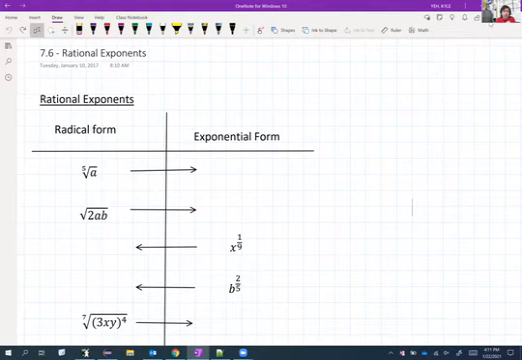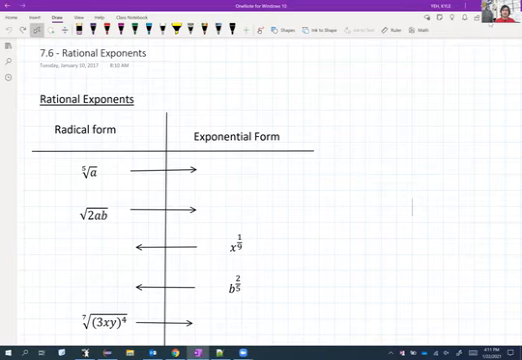Hey guys, we are here today to talk about section 7.6 from our textbook, which is on rational exponents. And we've seen how rational exponents and radical form are interchangeable and how you can write one the same way as the other. And that's what we're going to start with today. But the story actually goes a lot deeper.